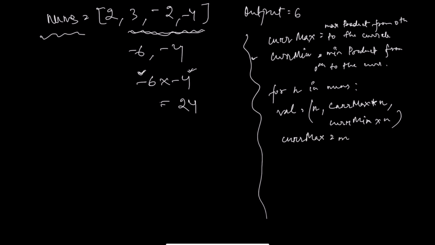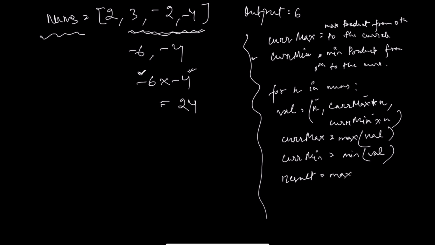So that would be the maximum of the tuple val, that is, out of these three, the current number, the current max into this number, or the current min into this number, whichever is max we will store in our current max, and in our current min whichever is minimum we will store it, so that in the next iteration if we get a negative element that can turn into a positive greater value.